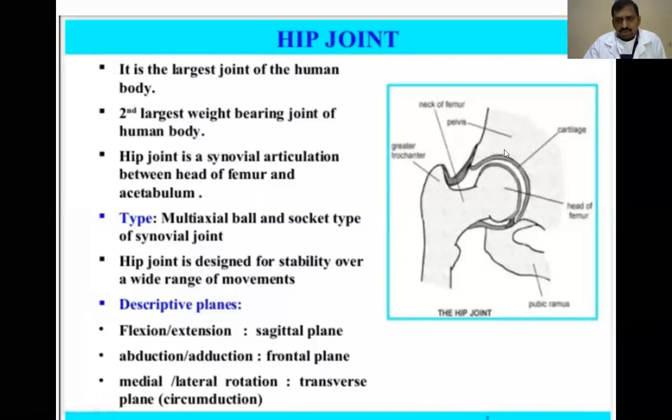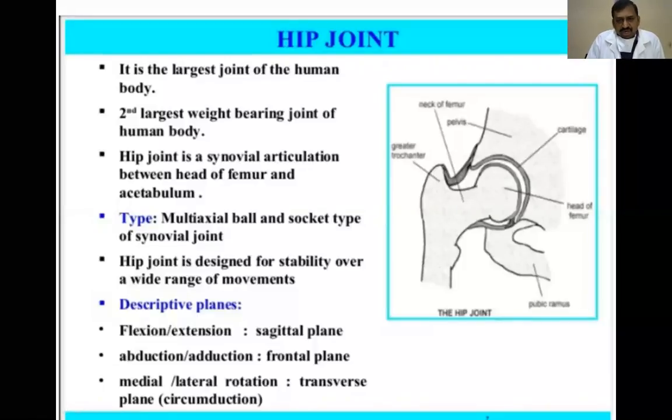That is the three bones together: the ilium, ischium, and pubis. The three bones together form the acetabulum, that cup-shaped depression in the lateral surface of the hip bone. In between these two, the head of the femur and the acetabulum of the hip bone, there is a joint, and that is nothing but the hip joint.